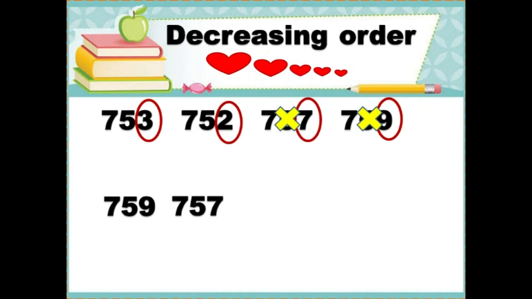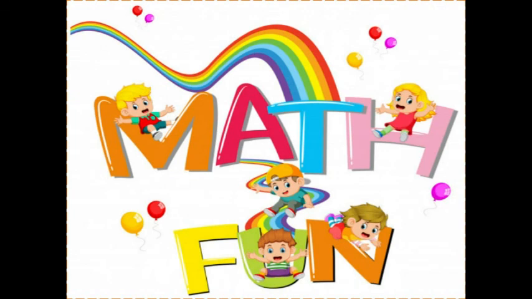And which among the two, we have the 3 and 2, is the biggest? Number 3. Very good. So we write next the 753. And the last one, we have the 752. So that is how we arrange the numbers in decreasing order. We have there 759, 757, 753, and 752. Remember, in arranging or ordering numbers, we need to compare each number.